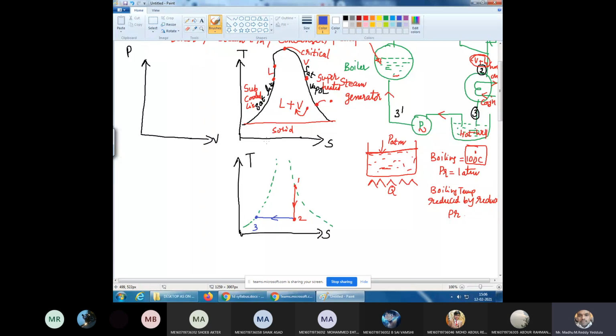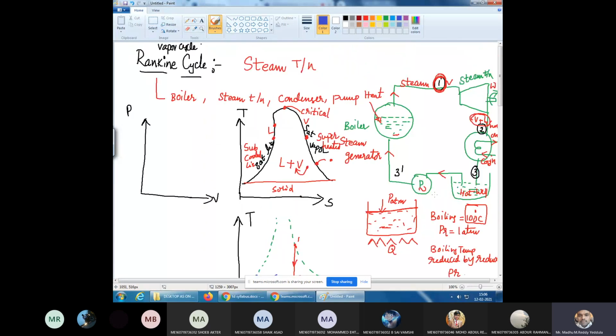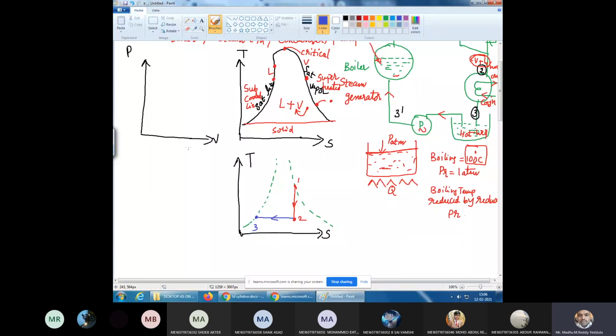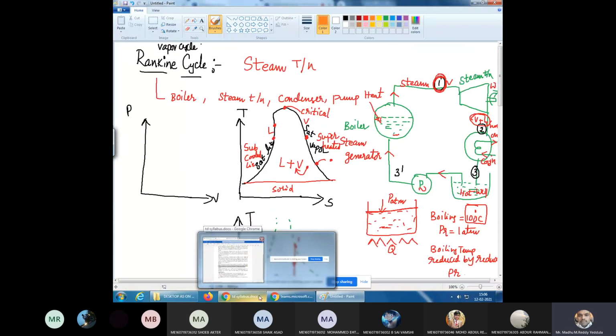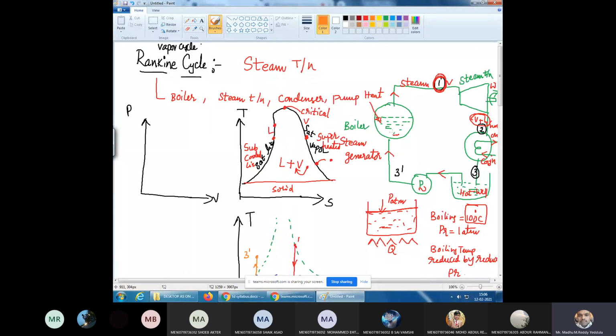Again, as I told just now, the pump work always should be isentropic. So 3 to 3 dash. This is the compression or pumping of water to the boiler. Then 3 dash to 4.